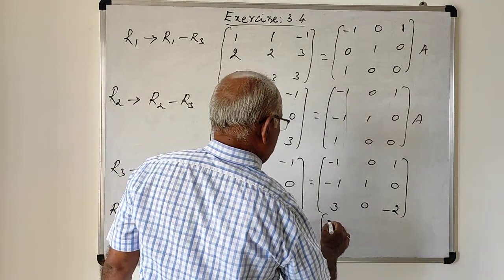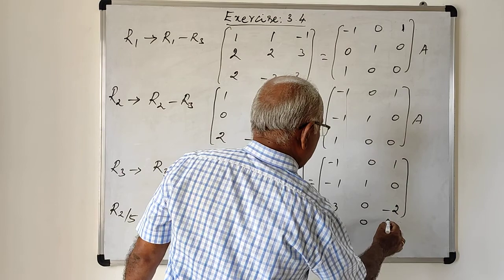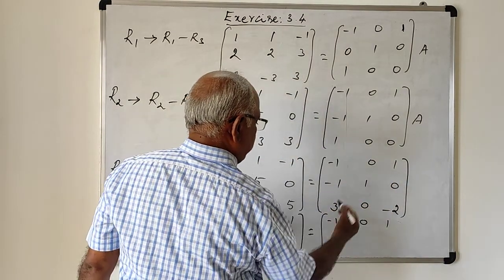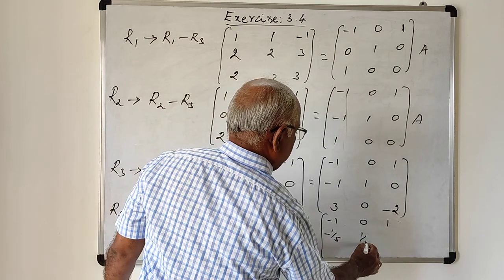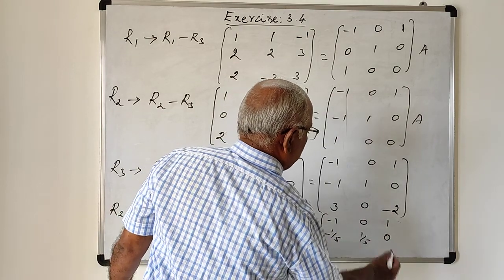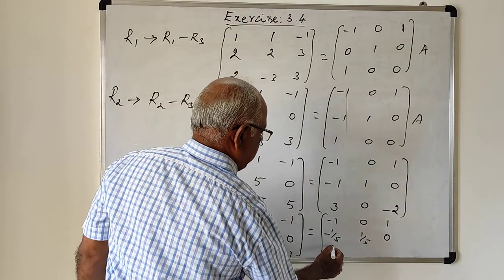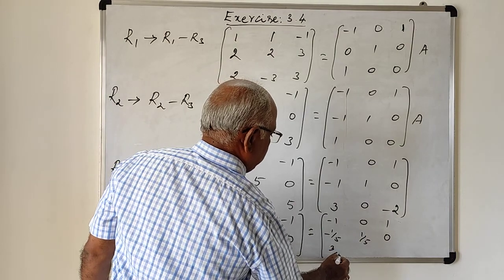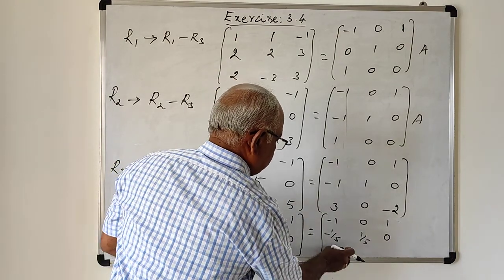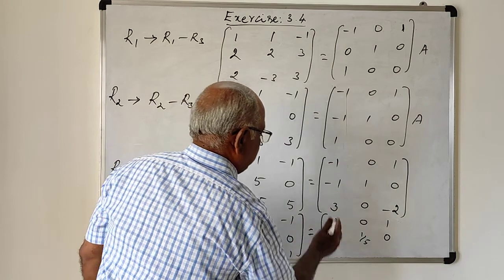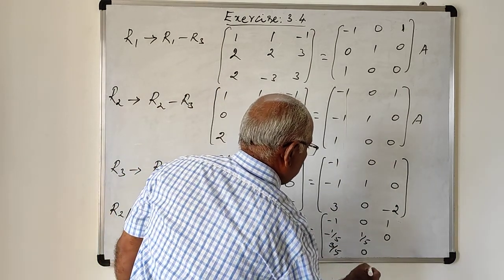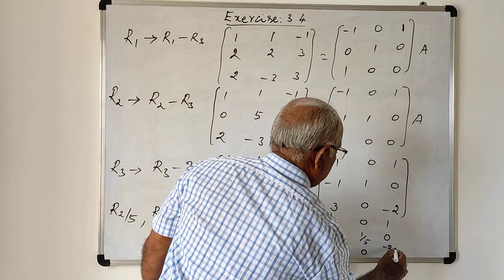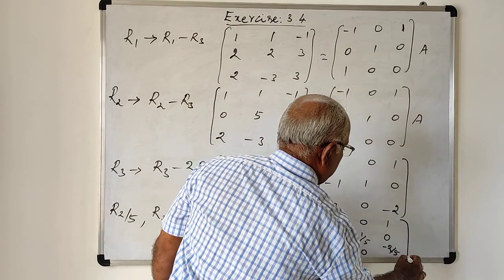Here also, minus 1, 0, 1. The elements of R2 divided by 5: minus 1 by 5, 1 by 5, 0. 5 by 5 is 0. This is 3 by 5. R3 by 5 is 3 by 5. 0 by 5 is 0, minus 2 by 5. Like that.